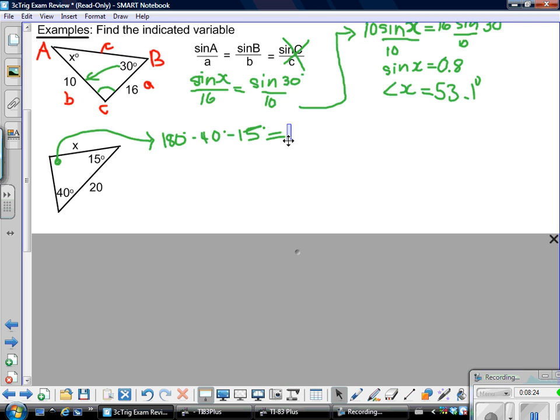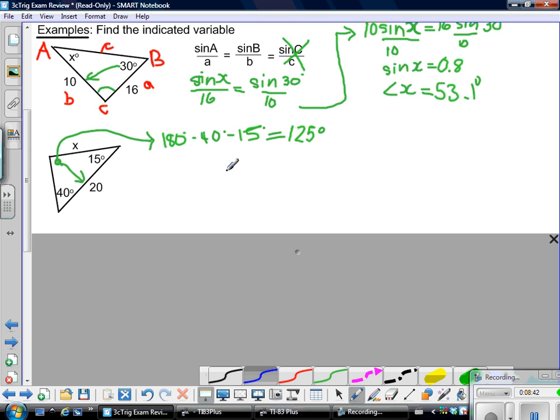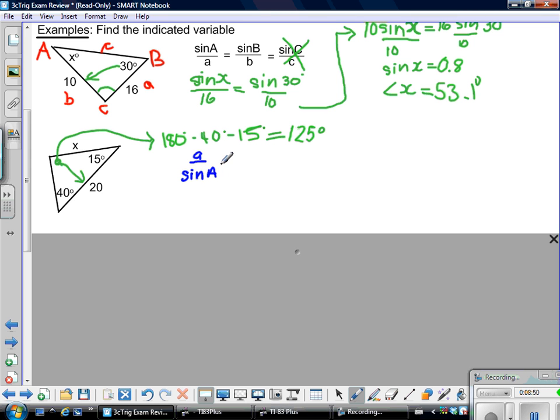So I have 125. Now do I have enough information to use the sine law? Yes, because I know this angle and the side directly across, I can use it. So I'm going to use the first form of the sine law. So I'm going to put side lengths on the top. And again, remember, it doesn't matter which form you use.